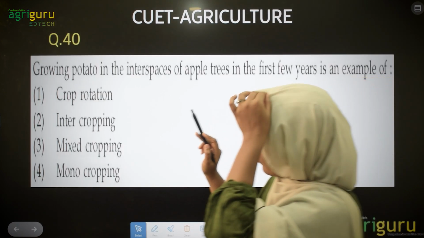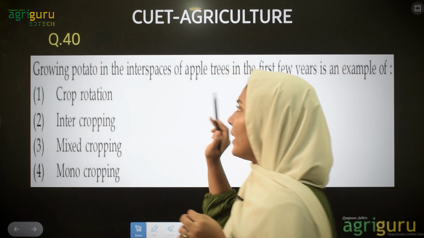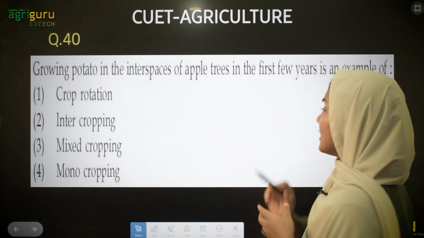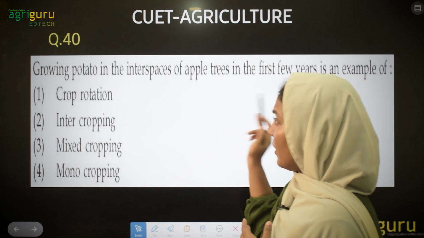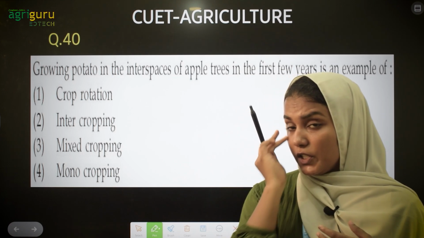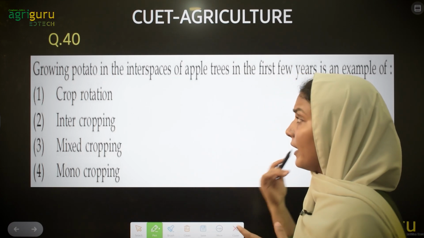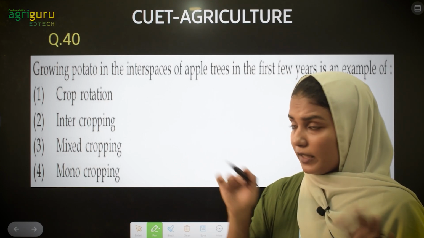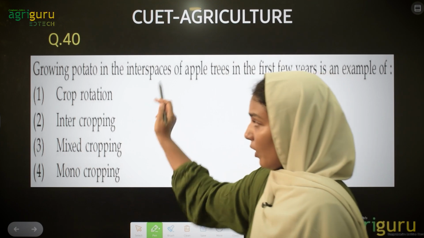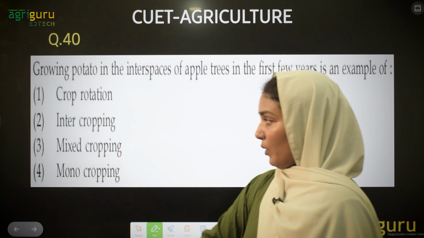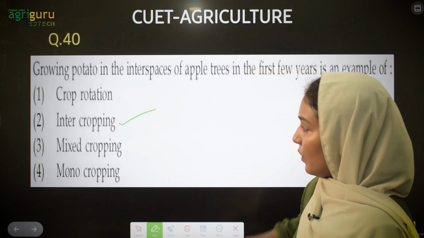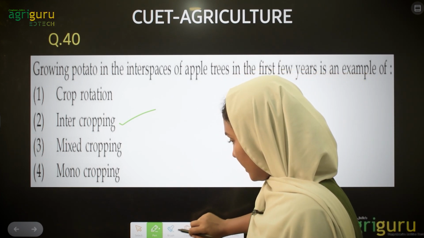Next, question number 40. Growing potato in the interspaces of apple trees in the first few years is an example of what? We grow it in the initial years of apple cultivation. There will not be any remuneration during that time, so we grow another crop in the interspaces. This type of cultivation is not crop rotation, not mixed cropping, not monocropping. The right answer for question number 40 is intercropping.